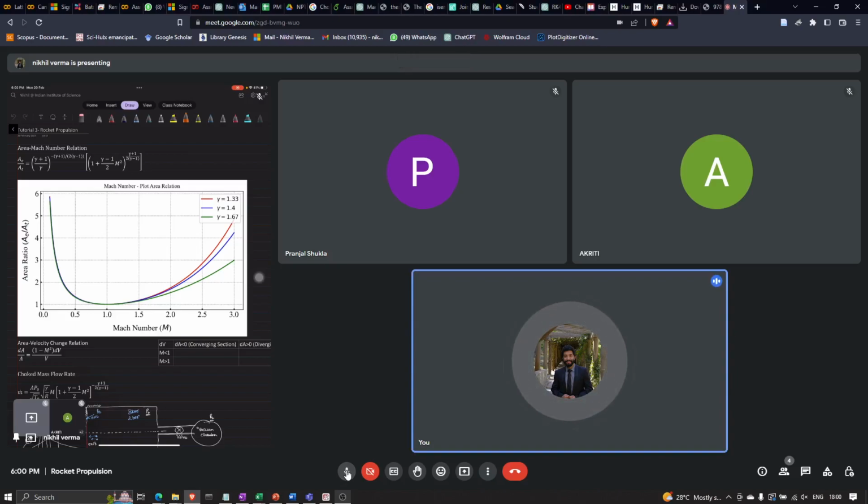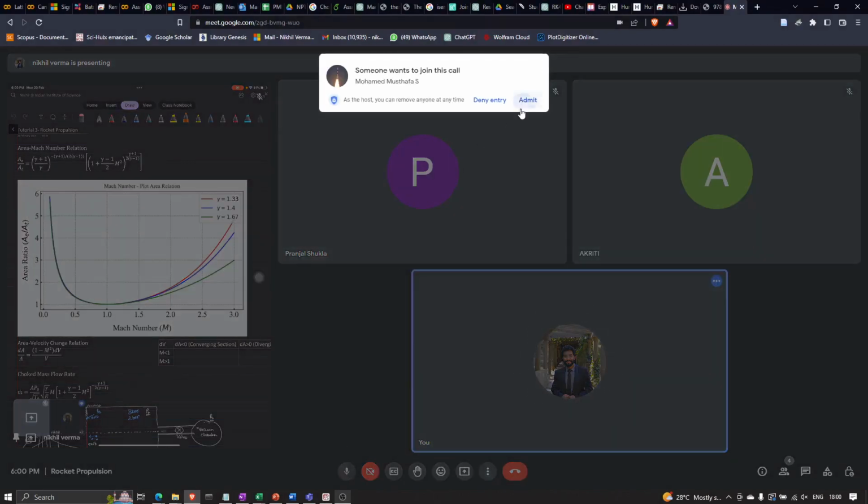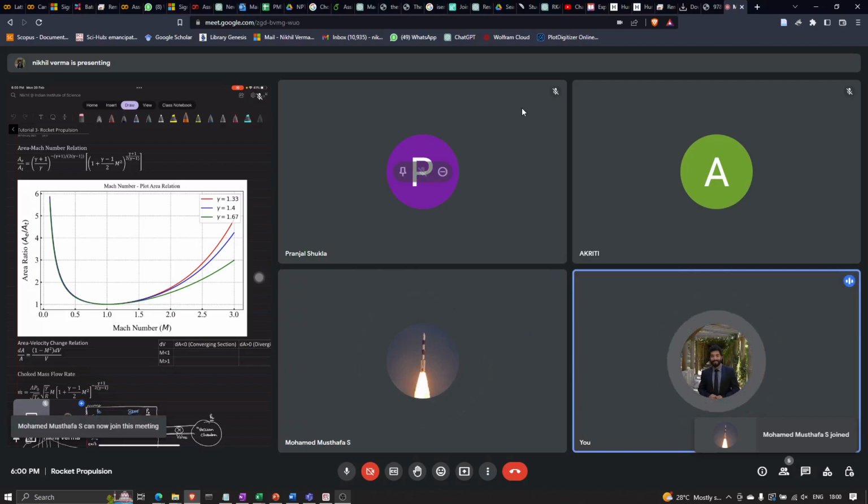Good evening, everyone. Welcome to the third tutorial session on rocket propulsion. Today, we will be dealing with rocket nozzles and isentropic flows.